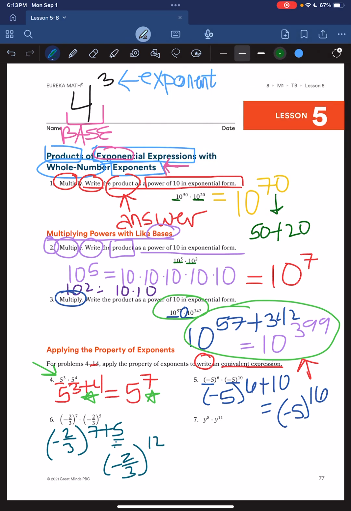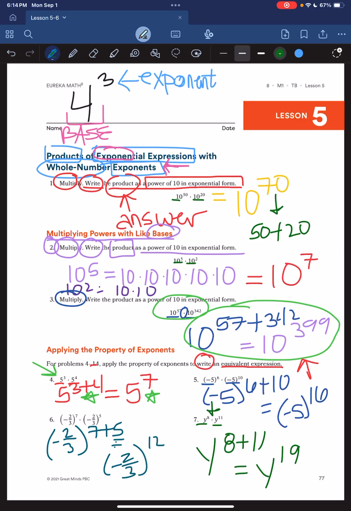Now we get to number 7. I know 7 looks a little bit weird because your base is a variable. Remember, a variable is just a fancy way of saying an unknown value, normally represented by a letter. The base on this one would be y. Y is our base. They are the same, so we can just keep one base, and we would simply just add the 8 and the 11. We're adding because of that multiplication in between. So there's one equivalent expression. We can write another equivalent expression of y to the 19th power.